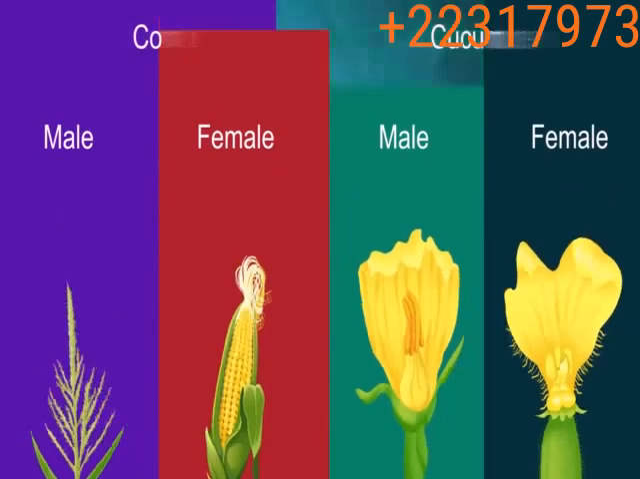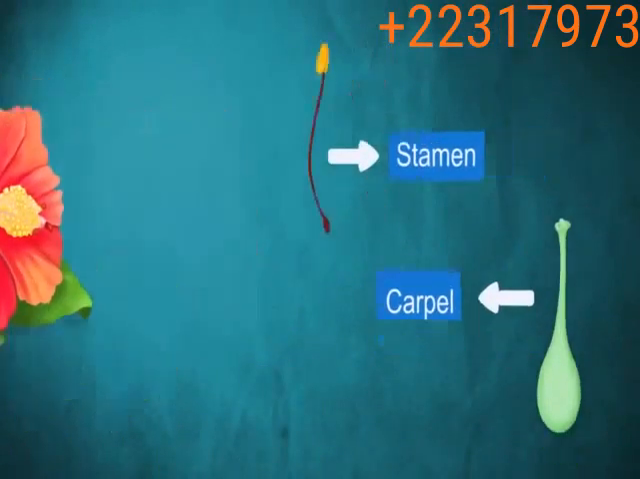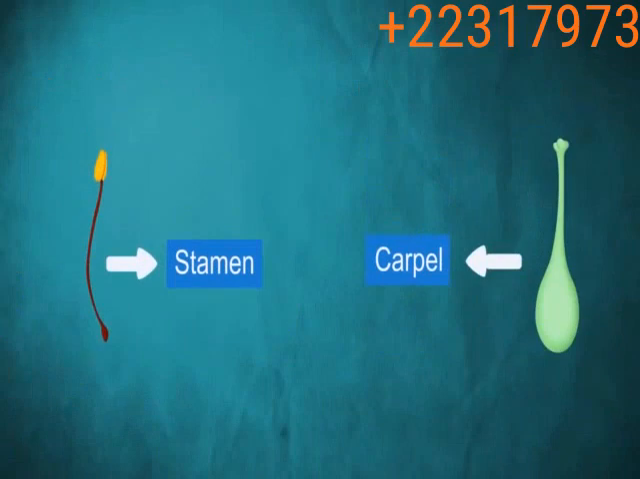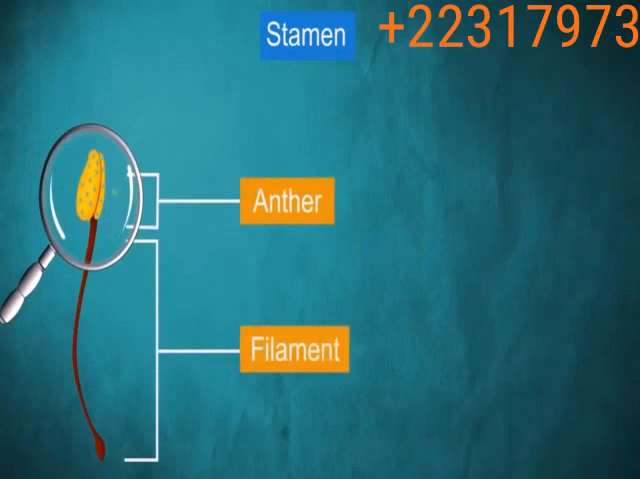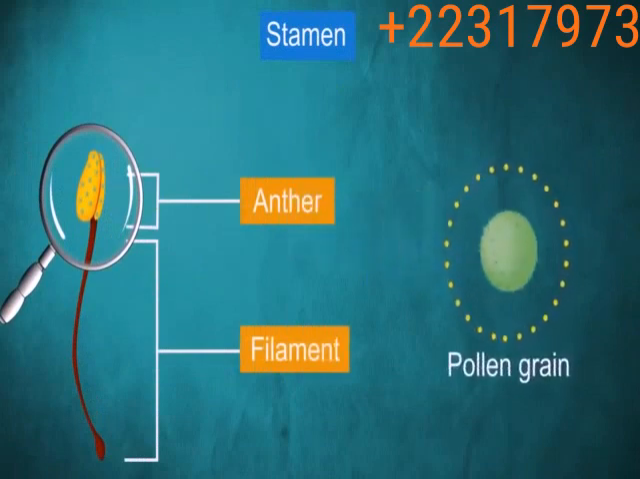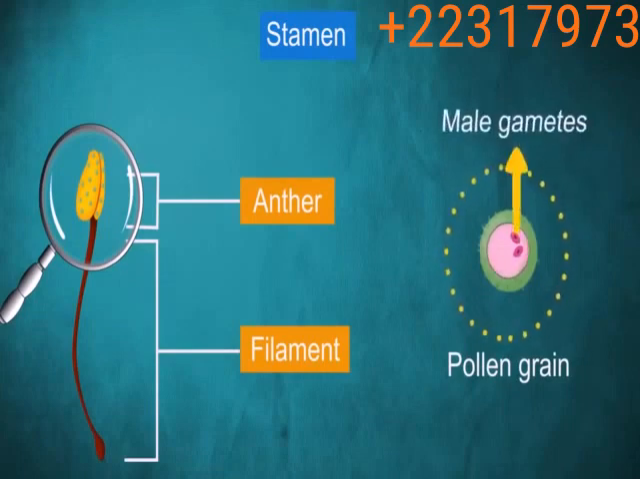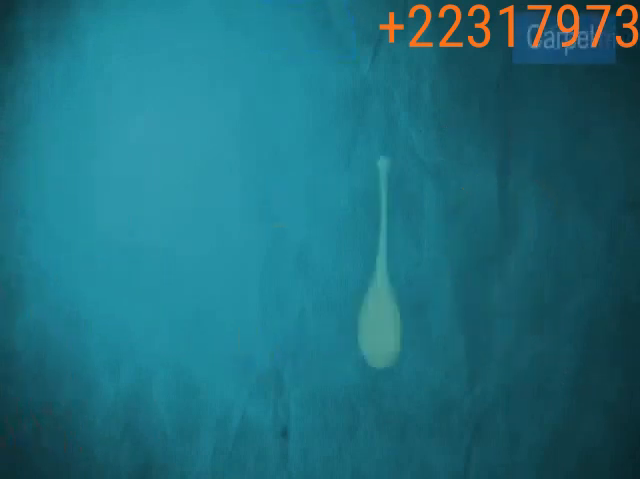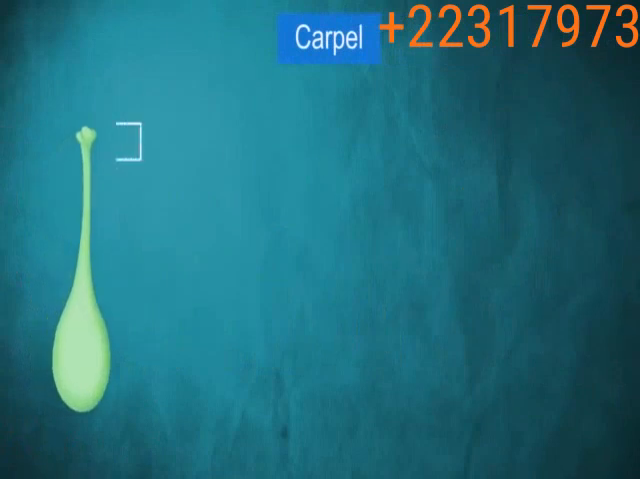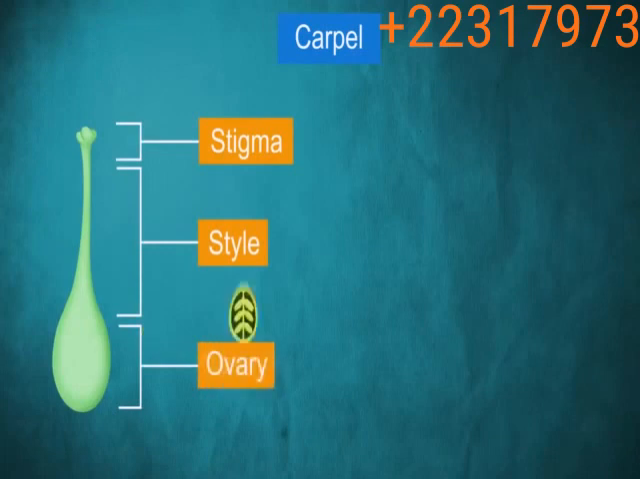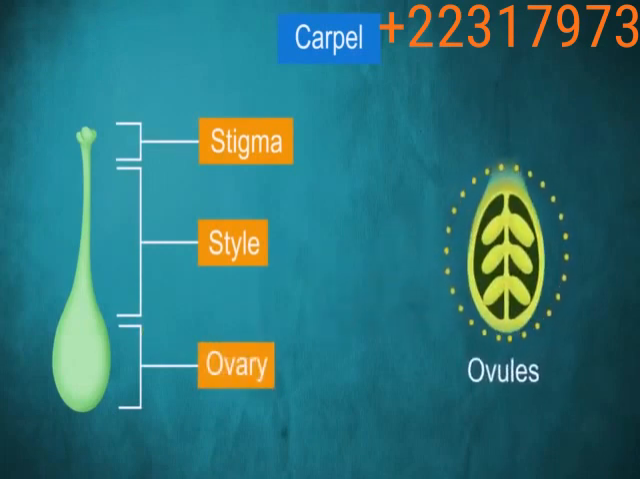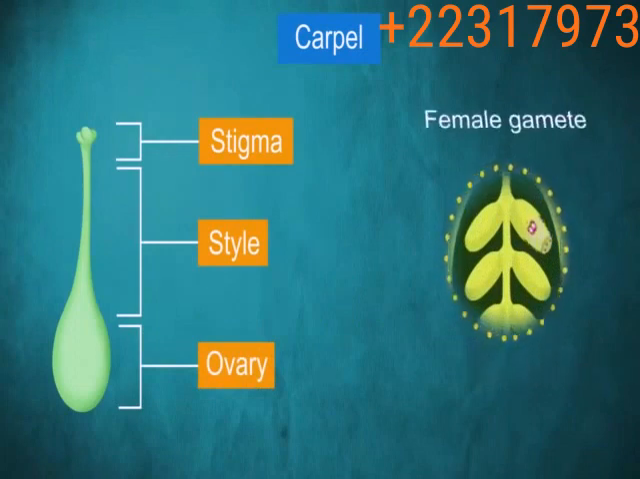Now let's look at what parts make up the stamen and the carpel. The stamen is made up of two parts, the anther and the filament. Now the anther produces pollen grains which contain the male reproductive cells. The carpel, on the other hand, has three parts: the stigma at the top, the middle part is called the style, and the bottom one is called the ovary, which contains ovules that carry the female reproductive cells.